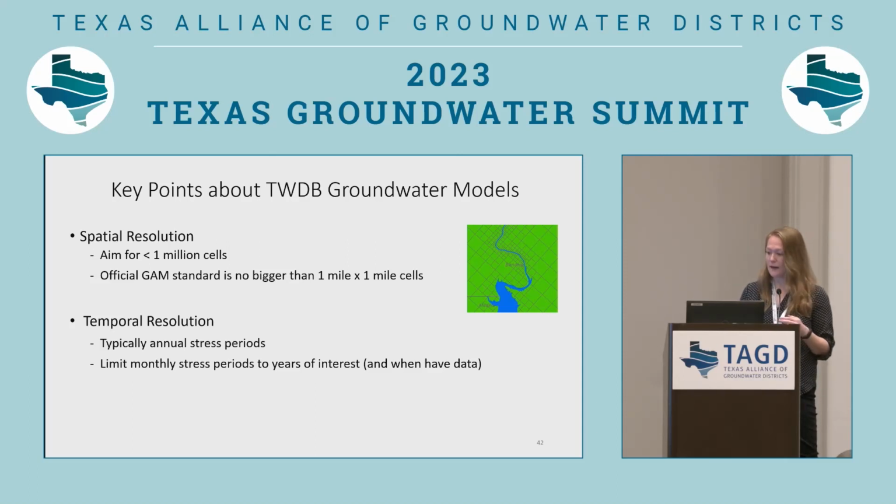And there might be areas where we do want to put in additional detail if there is a specific feature of concern, but we have to be intentional because every extra cell that we add adds to our computational stress. And the same with our temporal resolution. Every year we add to our model adds to our computational stress. So we try to keep it to annual stress periods. If people need seasonal information, we might consider adding that, especially if there's data. If there's no data, you know, it might not be worth it.